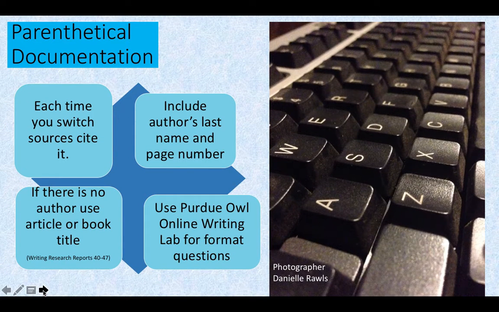As you write, make sure you stop and cite your sources each time you switch from one source to another. You should include the author's last name and page number as part of the citation or parenthetical documentation. This is the word we use to refer to citing your sources. By doing this, you give the author credit for their work. Even if the paraphrased work was included, it is still the work of the author, and we need to acknowledge that. If there is no author, cite the article or book title and page number. Purdue OWL Online Writing Lab is a great resource for creating citations and a works cited page.